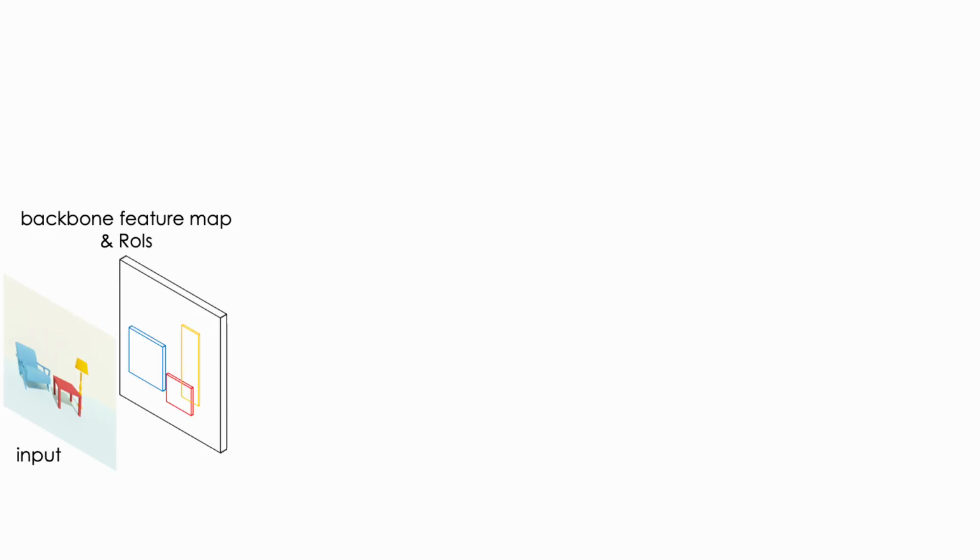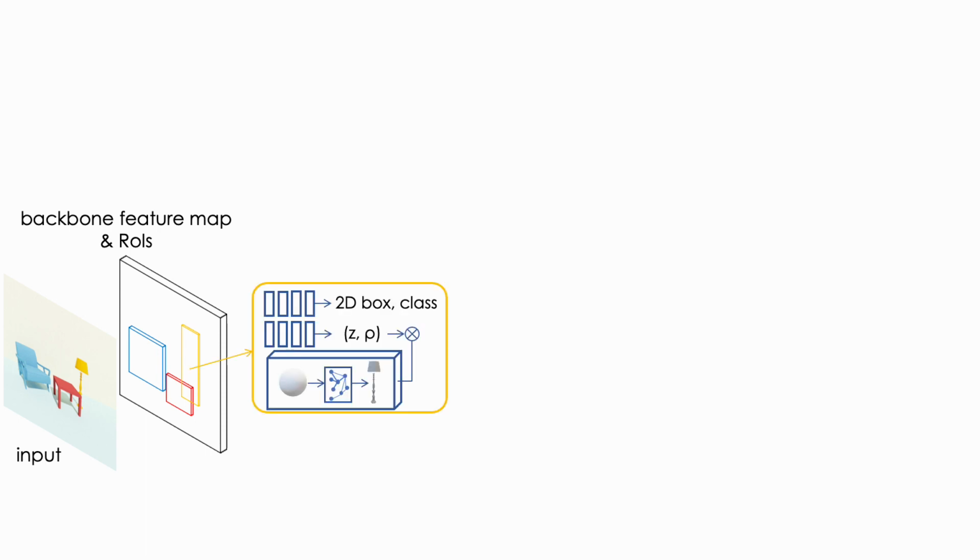The input image is encoded by a backbone network, which predicts regions of interest or ROIs. For each predicted ROI, the model predicts its object type and refines its 2D box, just like Faster R-CNN. A new head, which is called layout head, predicts the object's distance from the camera and its depth extent. And a shape head predicts the shape of the object by deforming a sphere mesh.